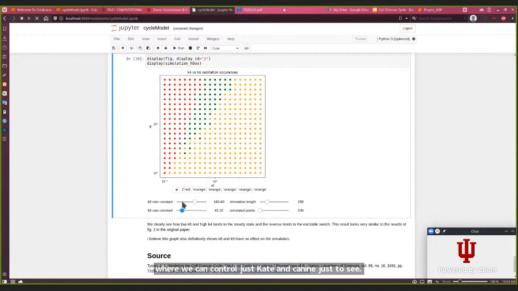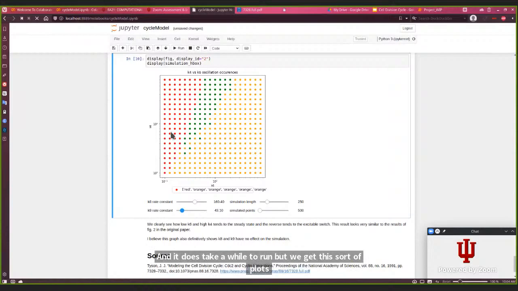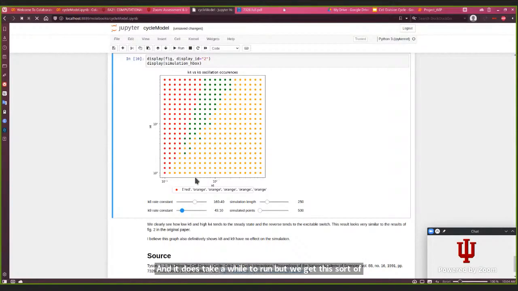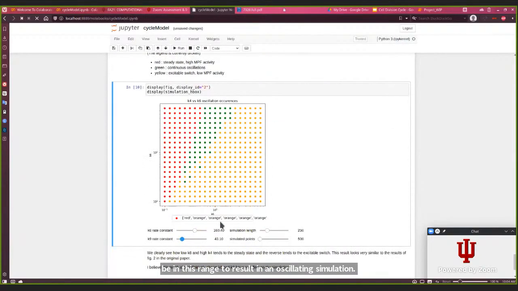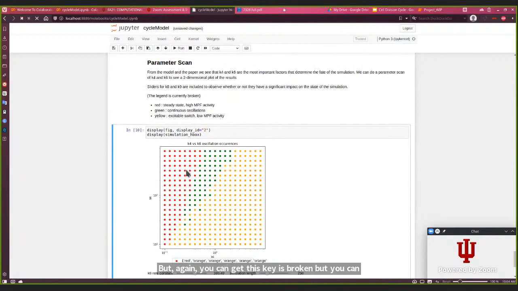It does take a while to run, but we get this sort of plot. So you can see this is more useful to judge which values of K4 and K6 are going to result in oscillations here. There's a sort of middle window where it takes both of them to be in this range to result in an oscillating simulation. This key is broken, but you can see that the red here is the steady state with high MPF activity, and then we've got the excitable switch over here, which is low MPF activity.